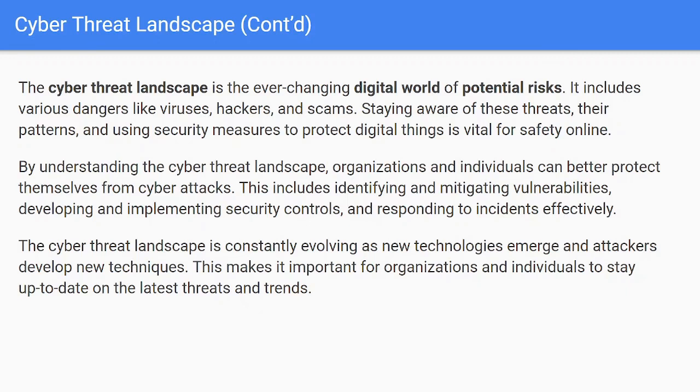That's it. So the cyber threat landscape is constantly evolving as new technologies emerge and attackers develop new skills. Nobody is sleeping, nobody is playing, right? When they attack, they'll keep on developing their skills, they'll keep on improving their skills, so that they can attack more.